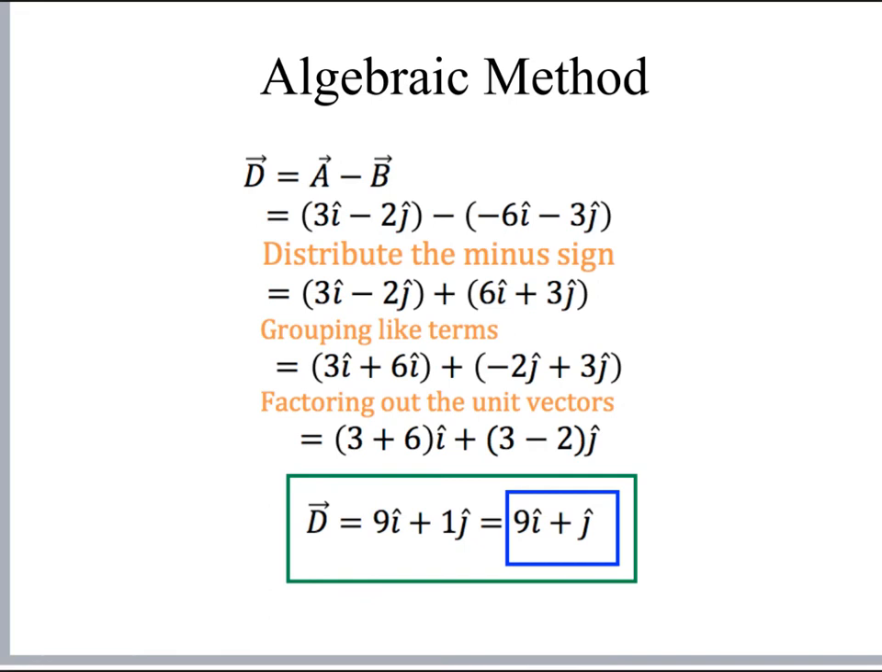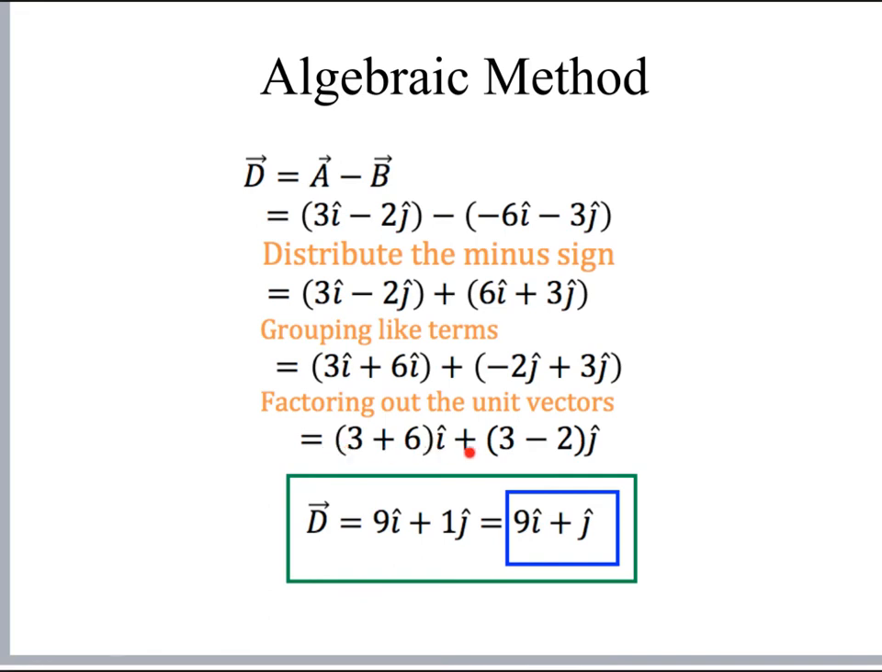Now, the first thing that I would do is distribute this minus sign here. Minus times a negative becomes positive. Minus times this negative makes that positive. So I can rewrite this equation down below as 3i hat minus 2j hat plus 6i hat plus 3j hat. Now I can group the i hat terms together. I get 3i hat plus 6i hat. I can group the j hat terms together. That gives me minus 2j hat plus 3j hat.